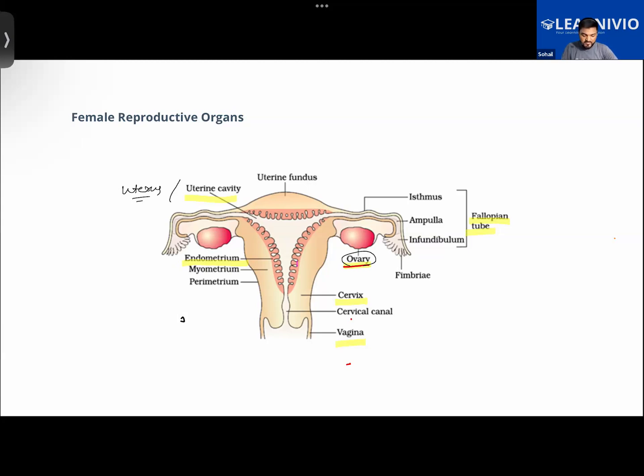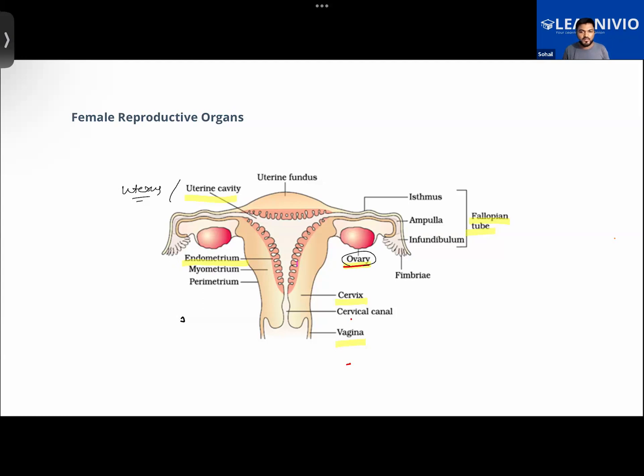Out of the different parts, which part of the female reproductive organ produces the ovum? Ovary. That is ovary. Good. What's the number of ovary present in them? 2. 2 ovary are present. Good. Every month, how many ovum are released by the ovary? 1. Good.